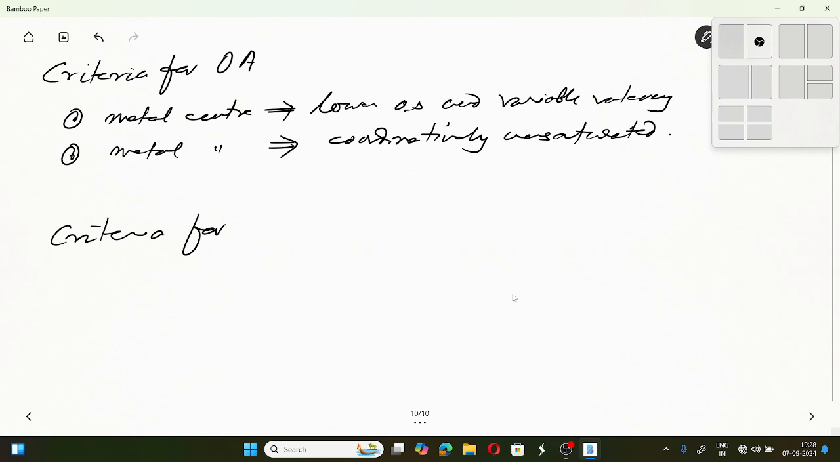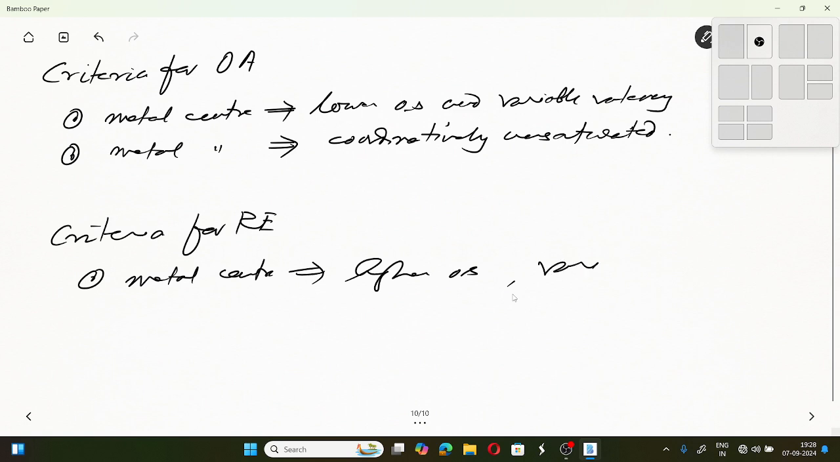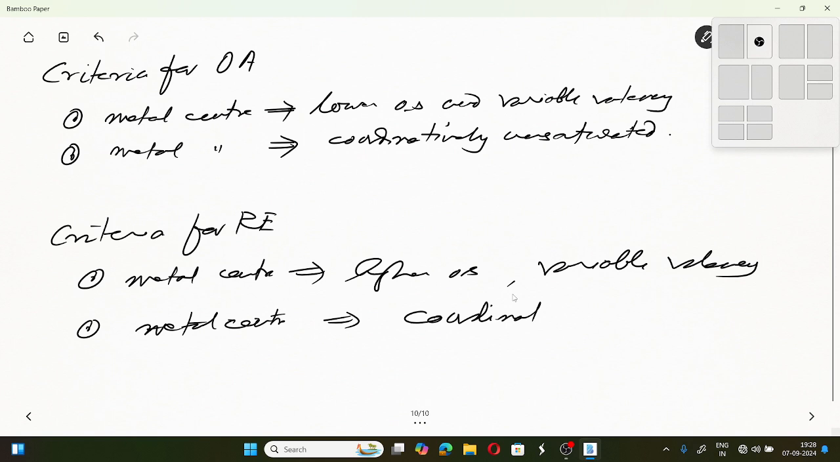আর criteria for reductive elimination, একটা হচ্ছে মেটাল সেন্টার should be in higher oxidation state and should exhibit variable valence. 2 নম্বর, metal center should be coordinatively saturated, হলে তবেই তো সেখান থেকে বেরোবে। So these are some of the criteria of oxidative addition and reductive elimination. So we shall continue with this in the next class.